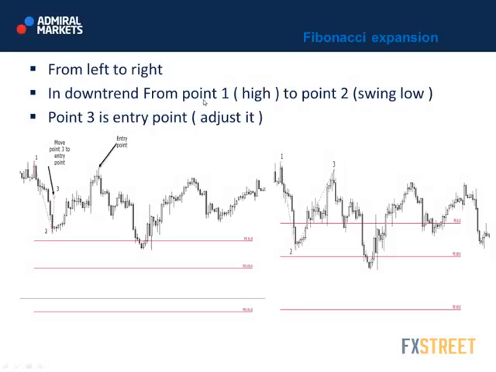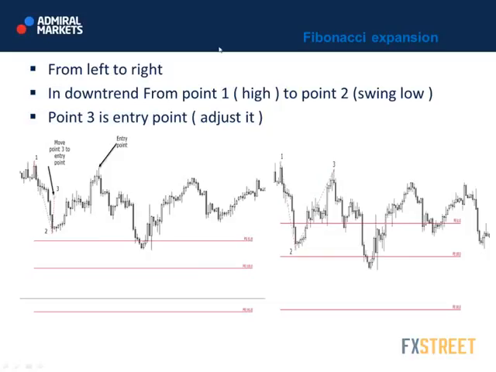In downtrend, from point 1 to point 2. So this is point 1 and this is point 2. So you connect this red line. After you connect the 2 points, you will notice that Fibonacci expansion will give you point 3. You need to manually move this point 3. So you will left click on this point 3 and place it here. Okay? So you will manually place this point 3 here, and you will get the chart like this.